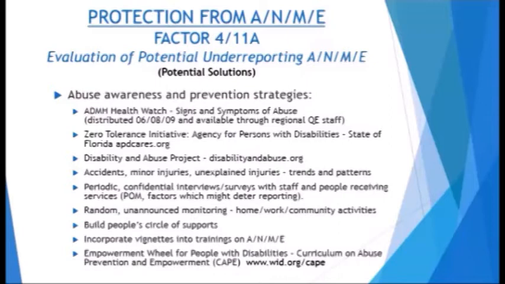Build people's circle of supports, their natural supports, increases their safety net, and possible steps into your training on assault and neglect. Idea of what it might look like and whether or not they can identify based on those vignettes is actual abuse and neglect.